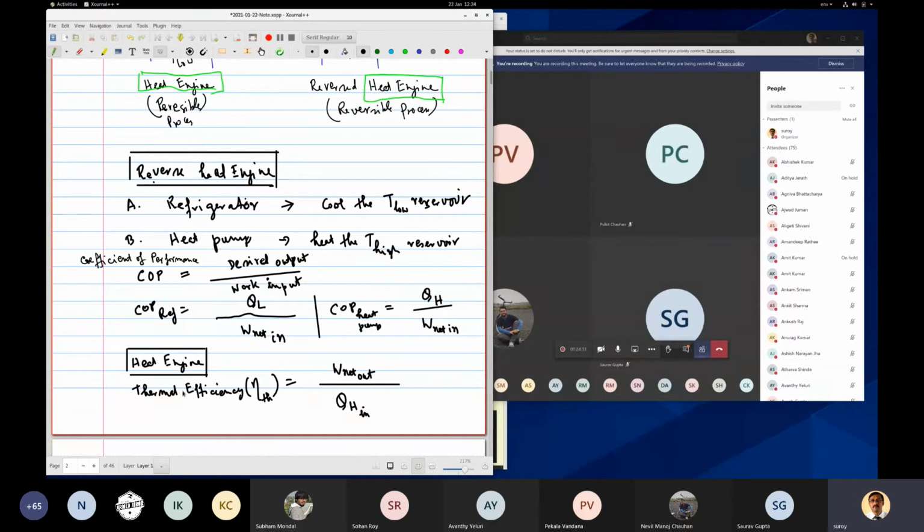So for a heat engine, we always talk about thermal efficiency, where it's a work producing device. The W net out is what we desire as output, and this is what we spend. Here, work in is what we spend, and this is our output. So this is how we get the performance of a reverse heat engine and a heat engine.